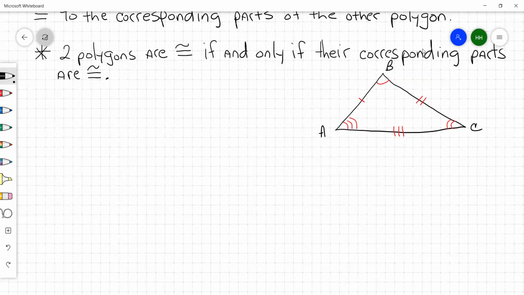And then we're going to draw another triangle right below it. We're going to label this one QRS. R to S is going to get 1 tick mark. S to Q is going to get 2 tick marks. And QR gets 3.